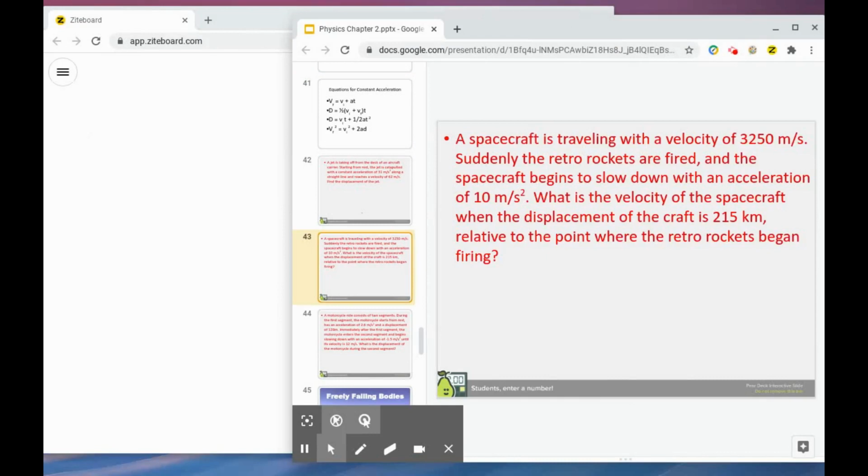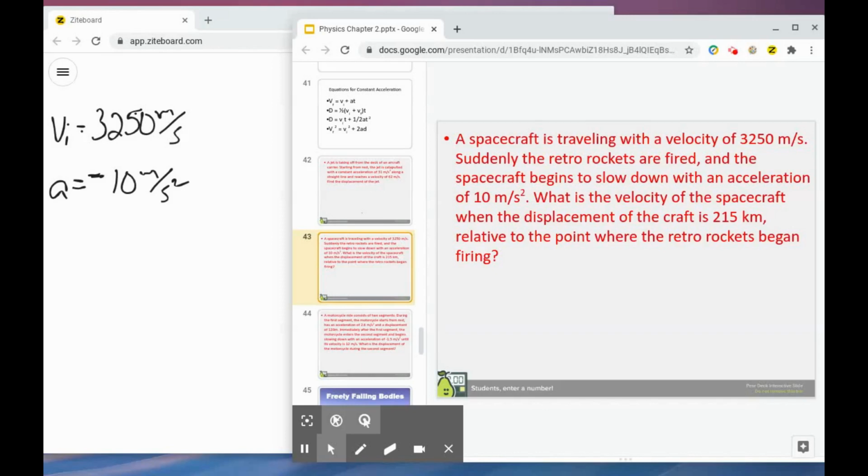On this next problem, it says a spacecraft is traveling with a velocity of 3,250 meters per second. So that's our VI, 3,250 meters per second. Suddenly, a retro rocket is fired. The spacecraft begins to slow down with an acceleration of 10 meters per second. So acceleration, it says, is 10 meters per second squared, but it says it's slowing down, so we need to make that negative 10. So always pay attention to that.